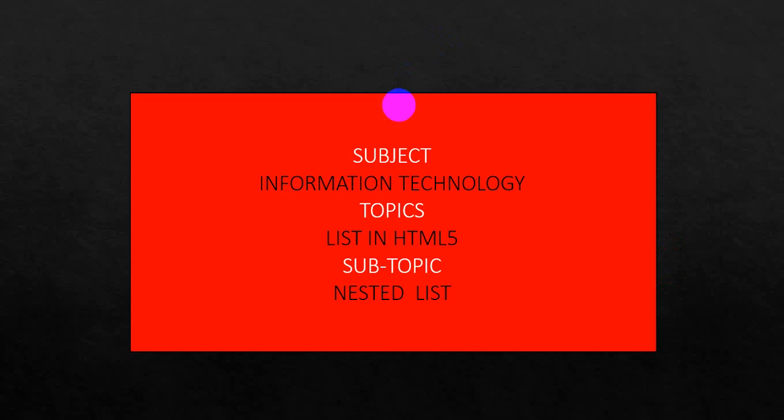In our previous lecture of information technology, we covered different types of lists, in which we saw ordered list and unordered list. Now we are about to complete this topic. Our last topic of list is nested list. What is a nested list? Before starting this topic, I just want to show you an example of a nested list. Then you will get a clear picture of what a nested list is all about.